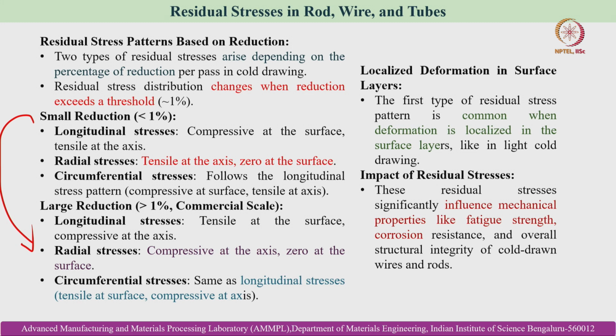Now coming to the localized deformation in the surface layer. The first type of residual stress pattern is common when deformation is localized in the surface layers, like in light cold drawing. Impact of residual stresses: these residual stresses significantly influence mechanical properties like fatigue strength, corrosion resistance and overall structural integrity of the cold drawn wires and rods.